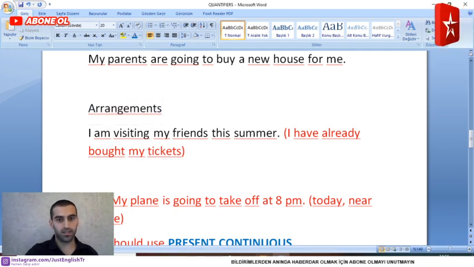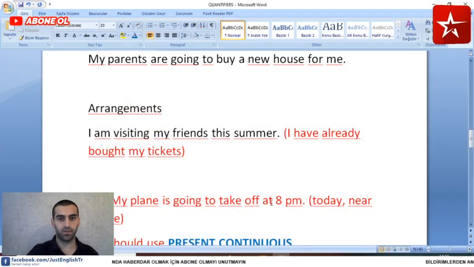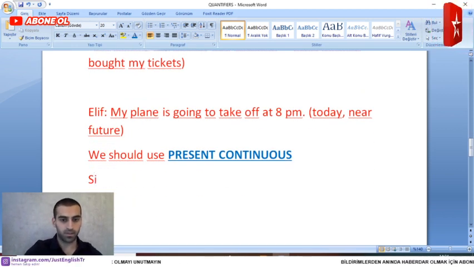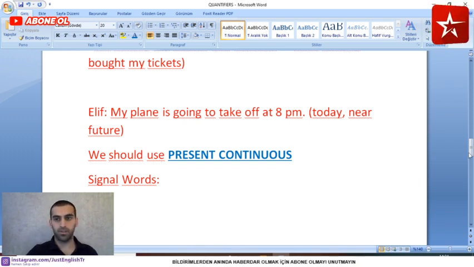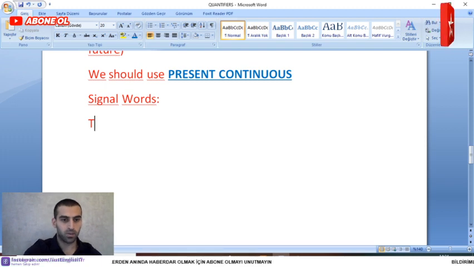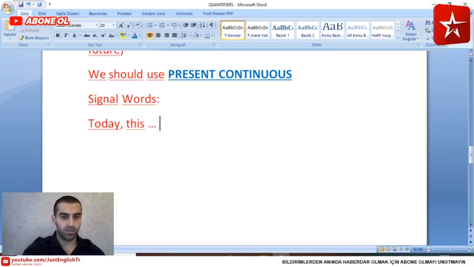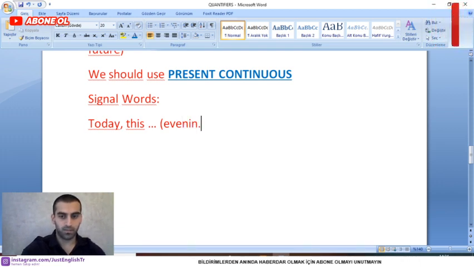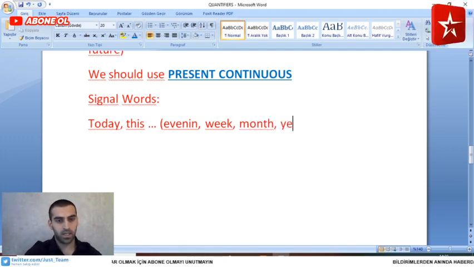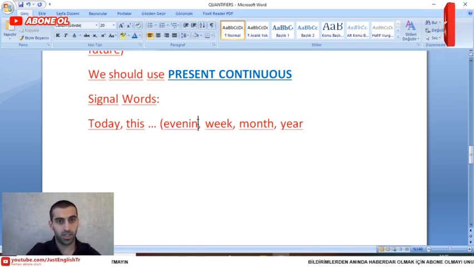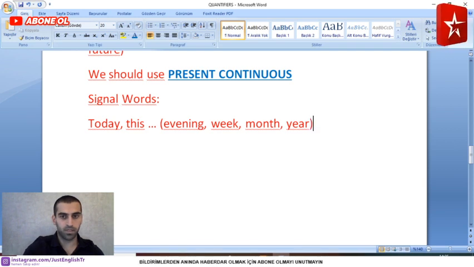All right, and the next one: you can see we often use present continuous. Let me explain it here. Present continuous, if we have signal words. If you see words like today, and the word this, for example this evening, this week, this month, or this year. So if something is arranged, and if you see this kind of words, we must use present continuous.